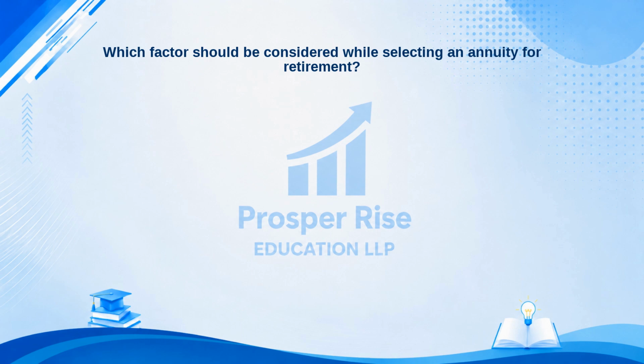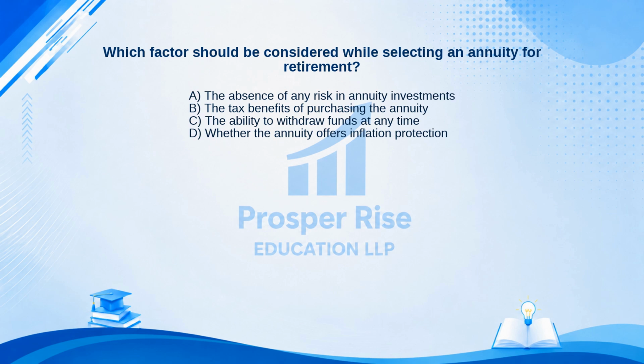Test your knowledge with this one. Which factor should be considered while selecting an annuity for retirement? Here are your options. A. The absence of any risk in annuity investments. B. The tax benefits of purchasing the annuity. C. The ability to withdraw funds at any time. Or D. Whether the annuity offers inflation protection.